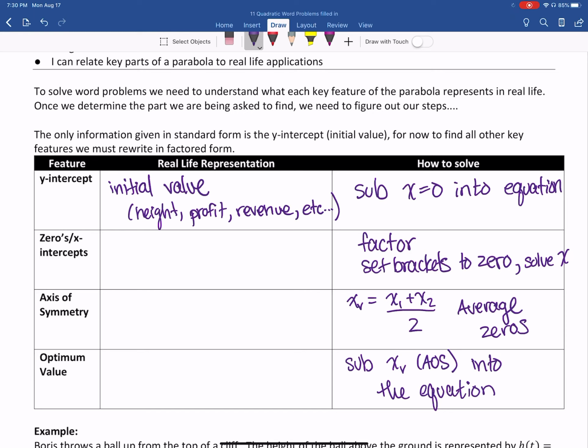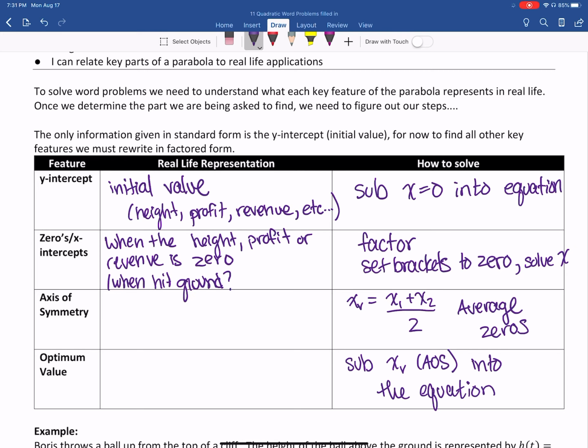Our zeros or x-intercepts is where whatever our x value is 0. So when the height or profit or revenue is 0. So like an example of the height is, when does the ball hit the ground? Or, at what cost is it to break even? Sometimes we call that a break even point in terms of money. Those are some examples.